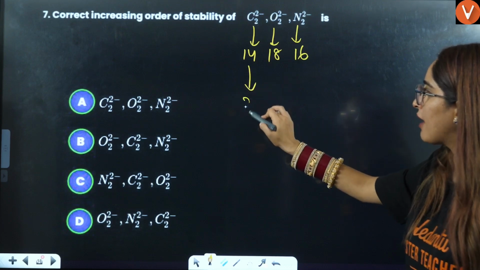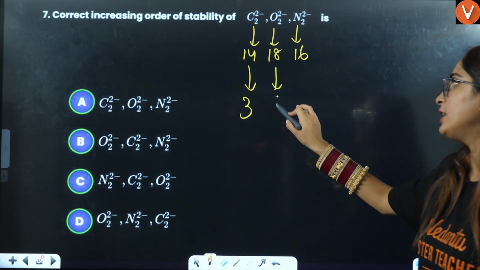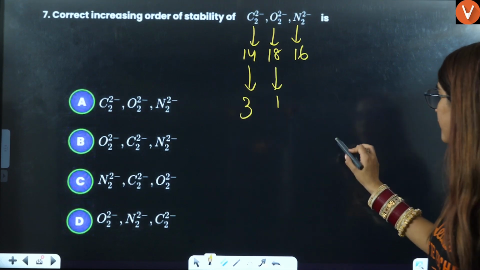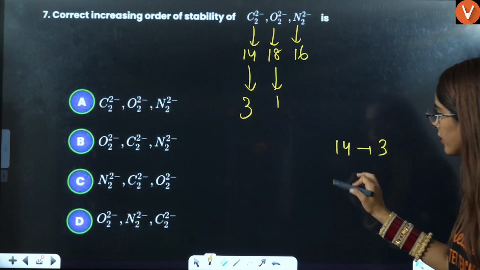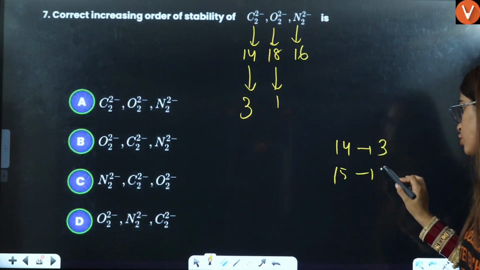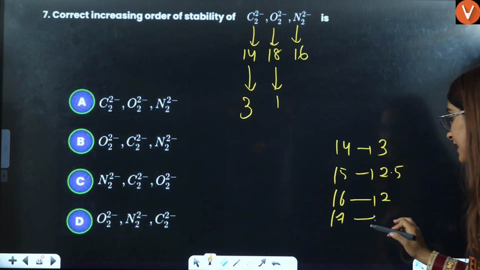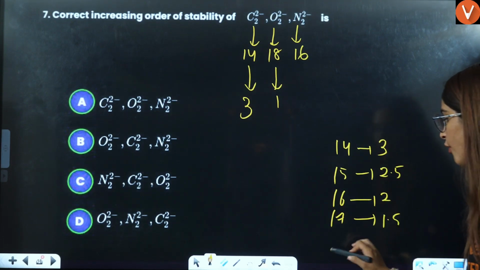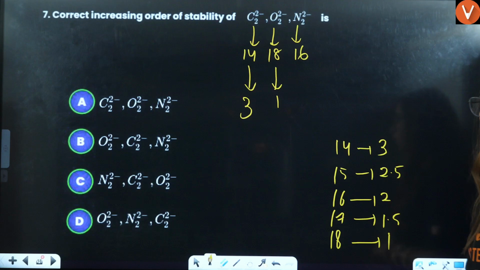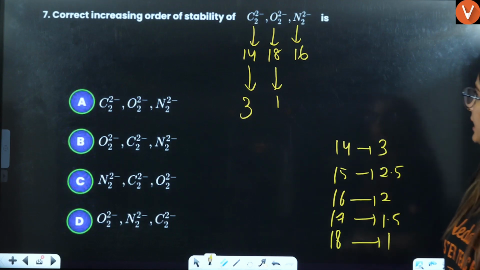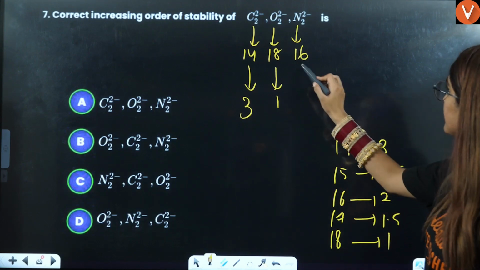For 14, you will have 3. For 18, you will have 1. Because see, for 14, you have 3 bond order. For 15, it is 2.5. For 16, it is 2. For 17, it is 1.5. For 18, it is 1. So, answer will be 18 is 1, 16 is 2.